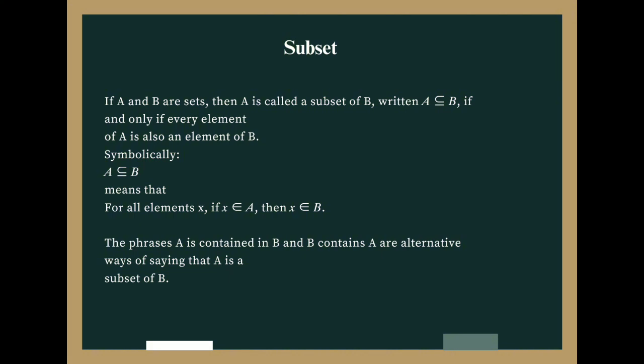Subset. If A and B are sets, then A is called a subset of B, written A ⊆ B, if and only if every element of A is also an element of B. Symbolically, it means that for all elements x, if x is an element of A, then x is an element of B. The phrases "A is contained in B" and "B contains A" are alternative ways of saying that A is a subset of B.